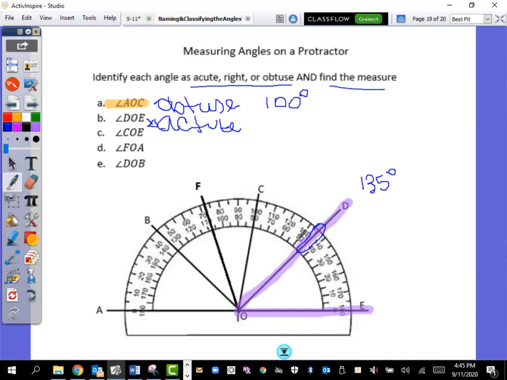Now I'm going to look at the bottom. The bottom one is between 50 and 40. What would that be? That would be 45. And for an acute angle, an acute has to be less than 90 degrees. So which one is less than 90 degrees? Is it 135 or 45? The correct answer would be 45.